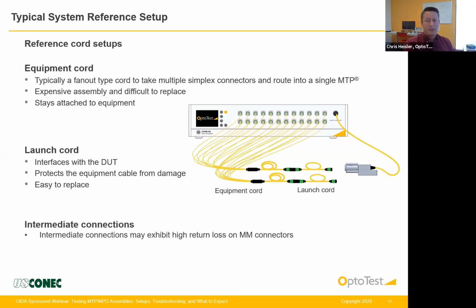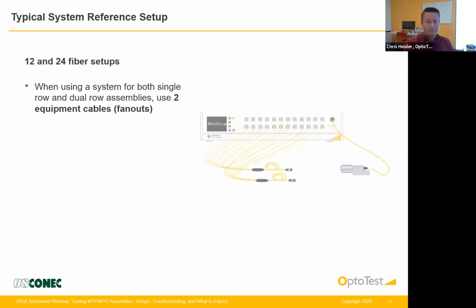Intermediate connections, such as the connection between the equipment cord and launch cord, need to have low insertion loss and high return loss. This maintains a high level of accuracy on the DUT measurements. When connecting the launch cord to the equipment cord, the insertion loss and return loss should be verified.